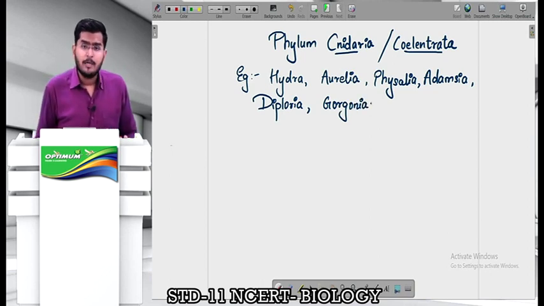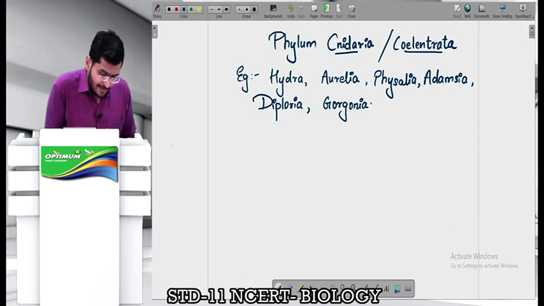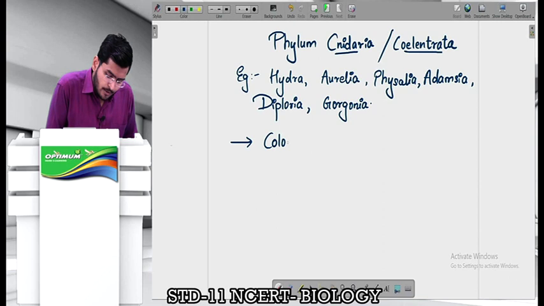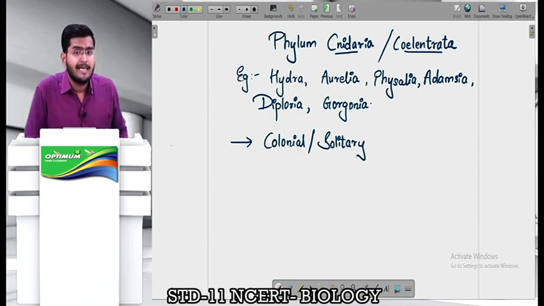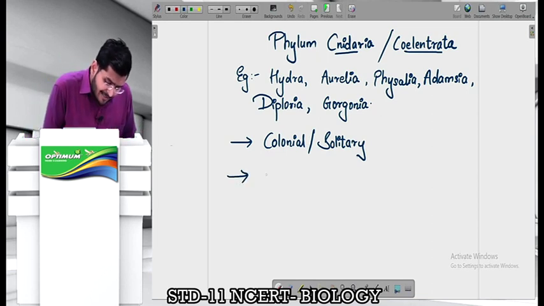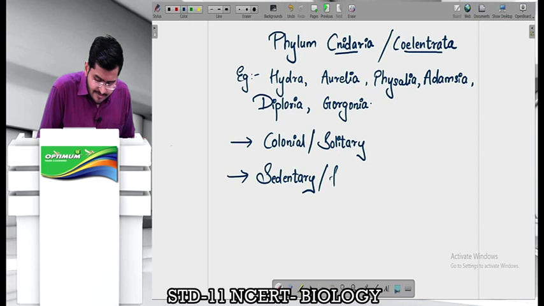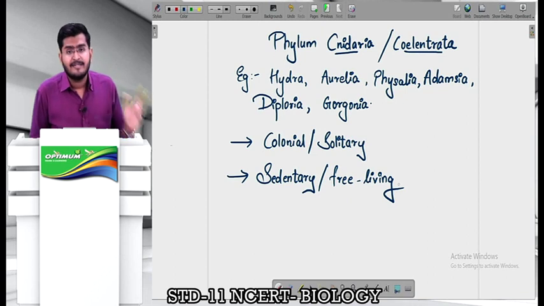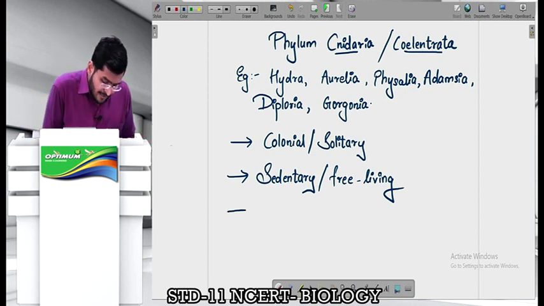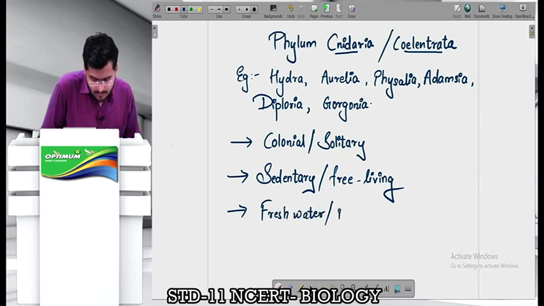So now let us first speak about the general characteristics of Cnidaria or Coelenterata. First of all, they are either colonial, which means they are found in groups together, or they are going to be solitary, which means they can be found singly or individually. If seen alone, we call them solitary, and if seen in groups, we call them colonial. They can be attached to the base, to the substratum, because of which we call them sedentary, and some could even be free living, which means they would be free swimming, they are motile. Okay, so some are sedentary, some are free swimming or free living. They are found in both fresh water, okay, as well as in marine water.